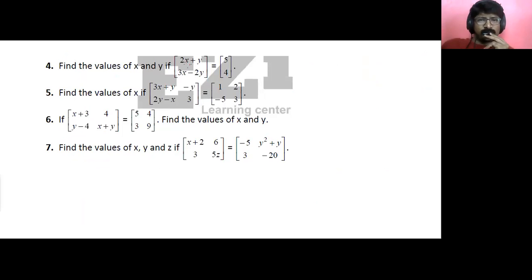You can simply do this simultaneous equation. Say, find the values of x and y if 2x plus y is equal to 5 and 3x minus 2y is equal to 4. So you can just do this simultaneous equation and you're going to get the value of x and y. Same thing over here.